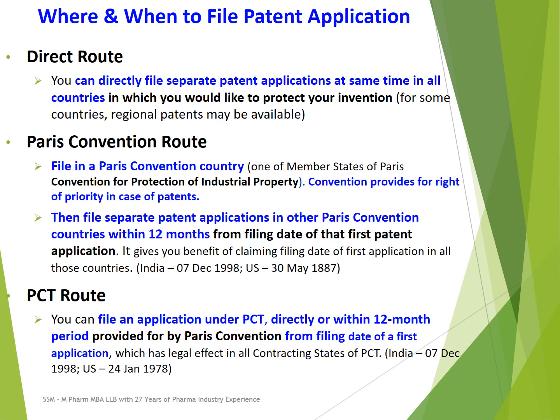And the Paris Convention, it happened in 1883. India became a member of the Paris Convention in 1998. The US has been a member of the Paris Convention from 1887. Similarly, India is a member of PCT from 1998 and the US is a member of PCT from 1978. PCT was concluded in 1970, and the US became a member of this treaty in 78 and India became a member in 98.